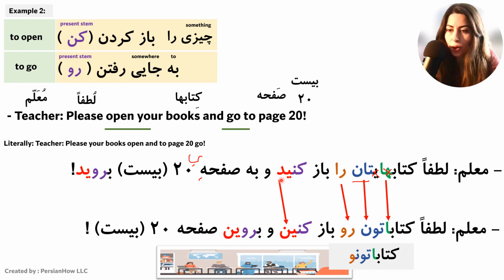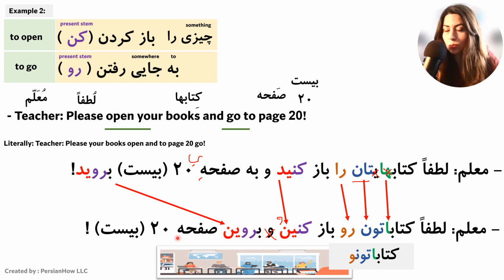The second one is باز کنید. کنید changes to کنین. And then the pronunciation here becomes بکنین no. So we don't need او here or va. And then برین صفحه 20. So بروید, we said earlier, is one of those verbs that comes a little bit earlier. It comes in the beginning of the clause and becomes برین. So برین صفحه 20. I'm going to read it one more time. لطفاً کتاباتون رو باز کنین و برین صفحه 20.